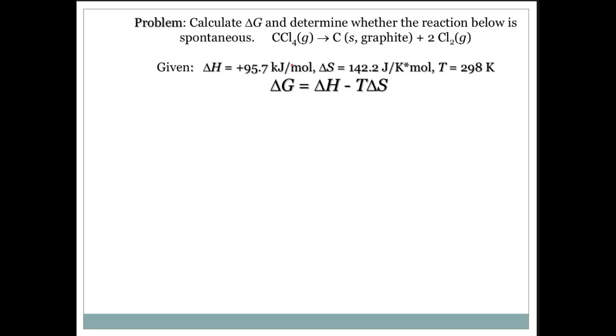Calculate delta G and determine whether the reaction below is spontaneous. The overall reaction has a delta H of 95.7. So delta G is equal to delta H, 95.7 kilojoules per mole, minus T delta S. So T is 298. Notice it's already in kelvins, so we're okay.